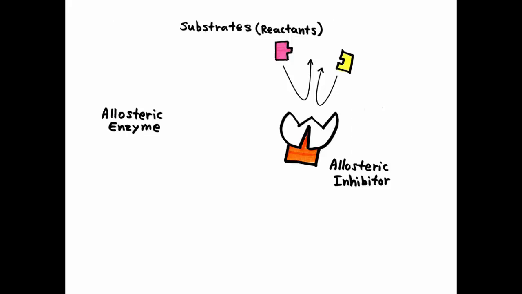And different concentrations of allosteric activators and inhibitors can create a variety of speeds of reaction in between the case of full on and full off.